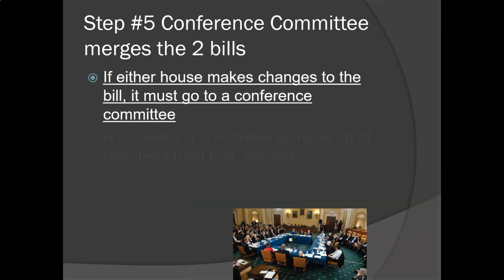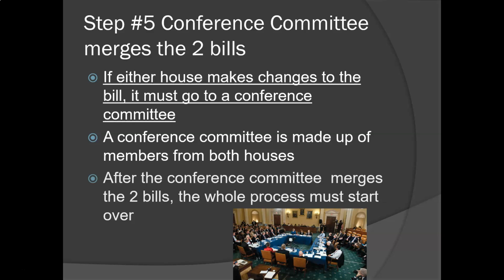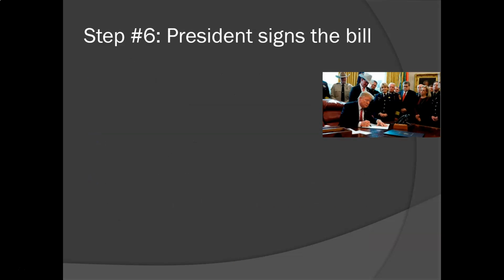All right, now step number 5. If either house makes changes to the bill, it must go to a conference committee. A conference committee is made up of members from both houses. After the conference committee merges the two bills, the whole process must start over. So essentially, if one house approves it, then it goes to the other house and they make changes. They have to meet and talk about it and then decide whether or not they're going to continue with the bill. Then they have to start completely over from step basically 2 and roll back through with all the voting and all the argument and filibusters and all that.